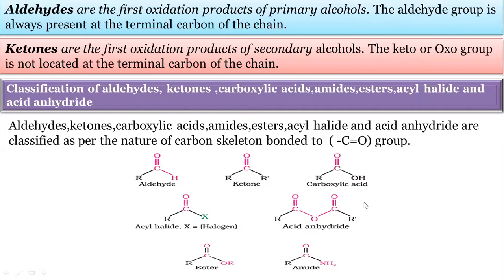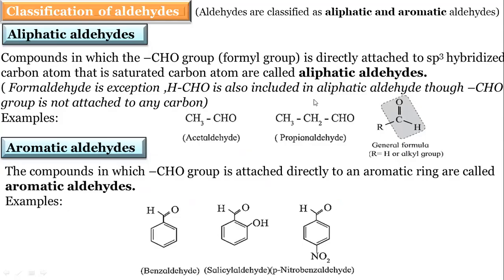Then I am coming directly to the classification of aldehydes. Aldehydes are classified as aliphatic and aromatic aldehydes. You know the terms aliphatic and aromatic; we already learned them in 11th standard. Aromatic compounds contain a benzene ring, and aliphatic compounds do not contain a benzene ring. So I am coming first to aliphatic aldehydes. As the name itself suggests, in aliphatic aldehydes the CHO group is attached to the R group.